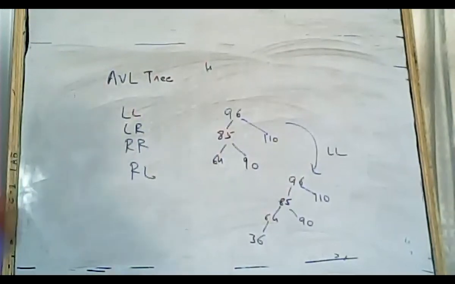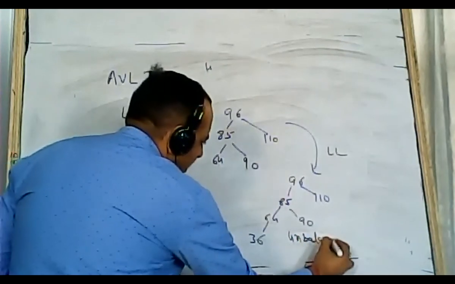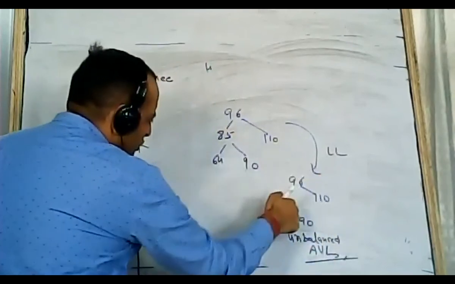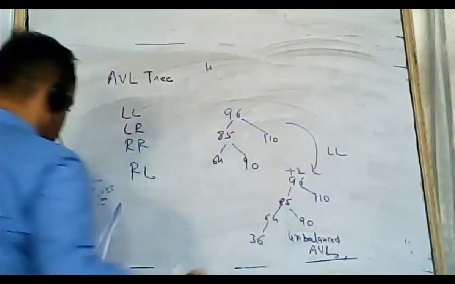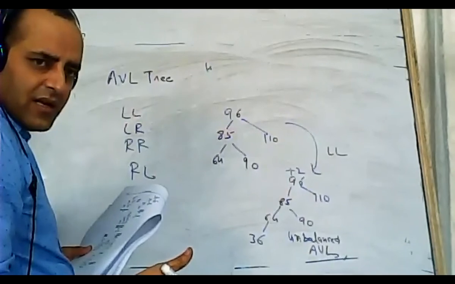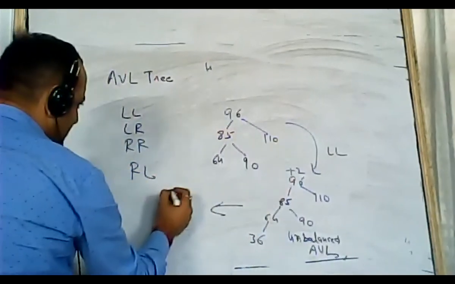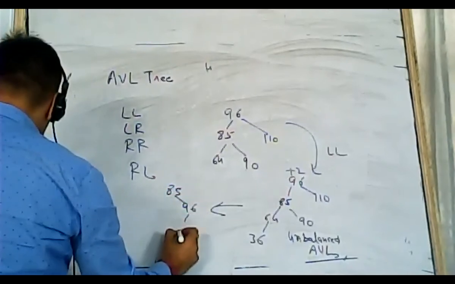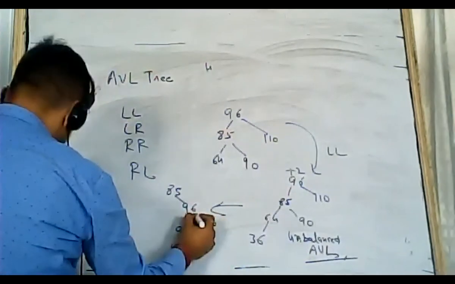No, sir. It is AVL, but we will call it unbalanced AVL. Because if you check 1, 2, 3, 4 minus 2, 4 minus 2, plus 2, which is not as per the AVL definition. So we have to balance it. Balancing will result in something like this: 85, 96. This tree should again be a binary search tree plus AVL, so rearrange those elements.